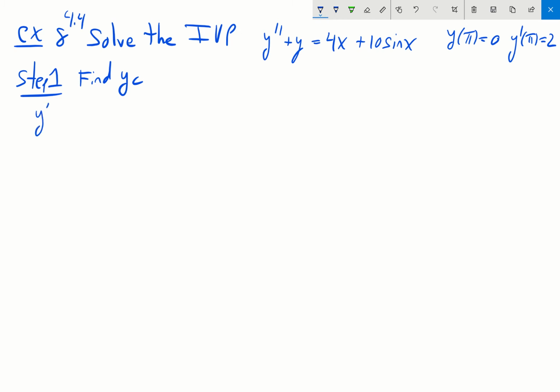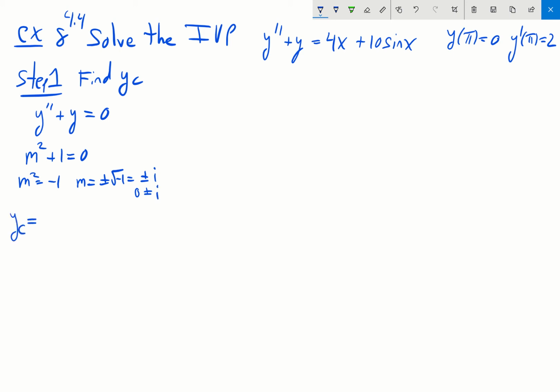To do that, we need to focus on the homogeneous linear differential equation y double prime plus y equals 0. The auxiliary equation would be m squared plus 1 equals 0. We can go ahead and solve for this. This would be m squared equals, subtract 1 from both sides, take the square root. m will be plus or minus the square root of negative 1, which is plus or minus i, or if you prefer, it has a real part of 0. So 0 plus or minus i.